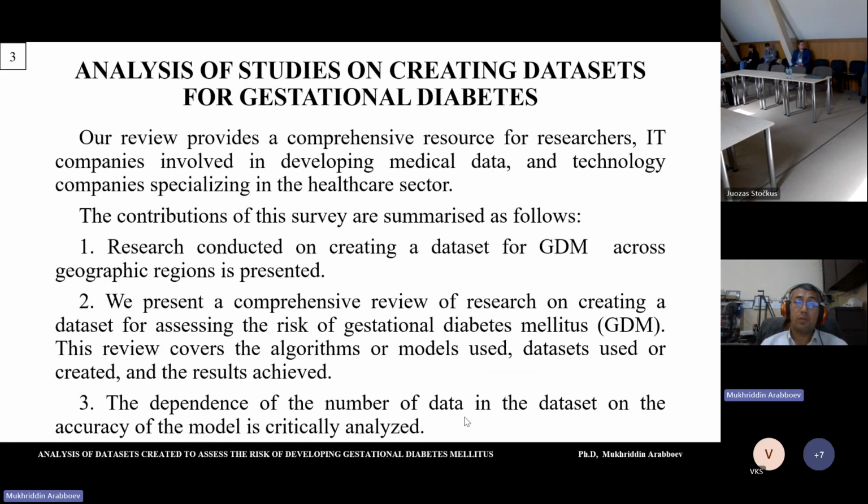Our contributions. First, research conducted on creating a dataset for GDM across geographic regions is presented. Second, we present a comprehensive review of research on creating a dataset for assessing the risk of GDM. This review covers the algorithms or models used, datasets used or created, and results achieved. Third, the dependence of the number of data in the dataset on the accuracy of the model is critically analyzed.